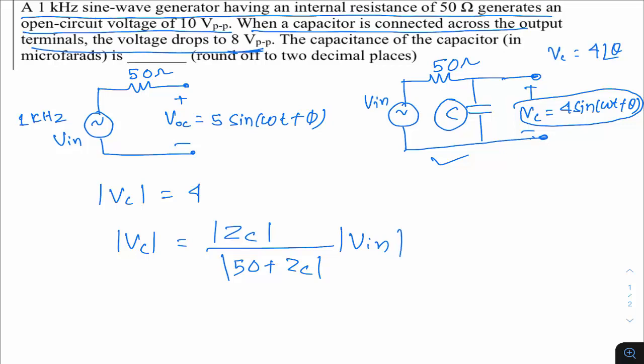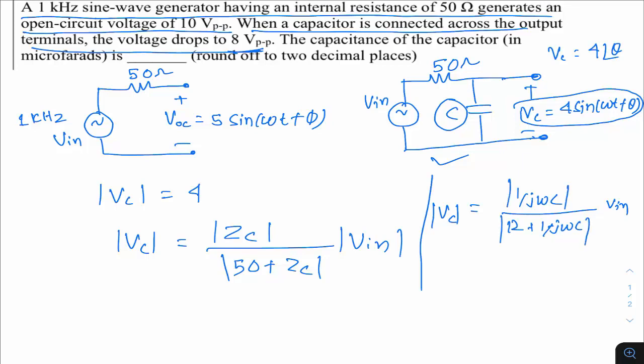Yes or no? Magnitude of V in. Because we are only speaking regarding the magnitude. Otherwise, if you ask me what is the overall expression, VC should be (1 by j omega C) divided by (R plus 1 by j omega C), multiplied by this V in. So this is the expression. But if I speak regarding magnitude, if you take its magnitude, this is the same information I have written here.